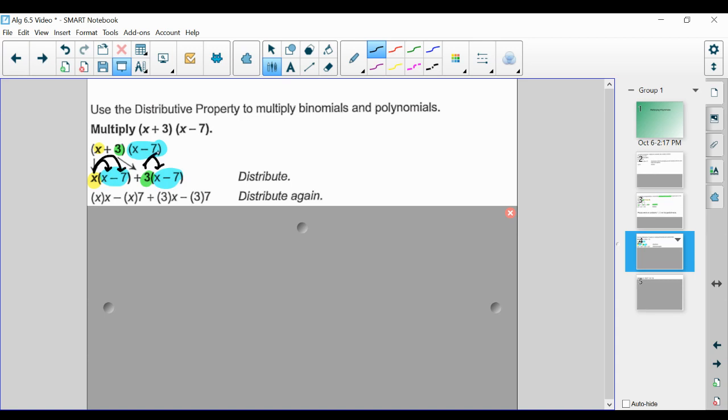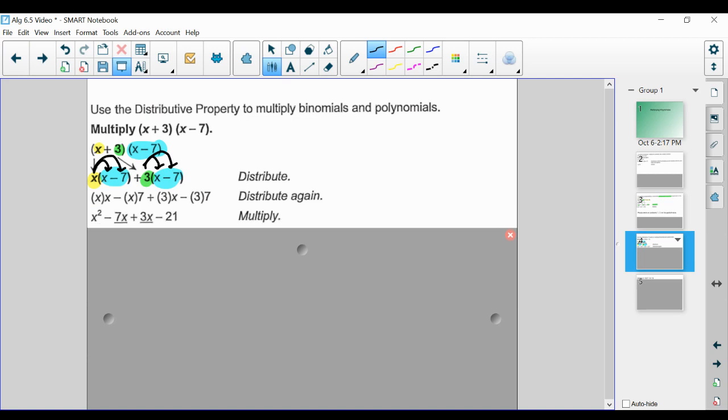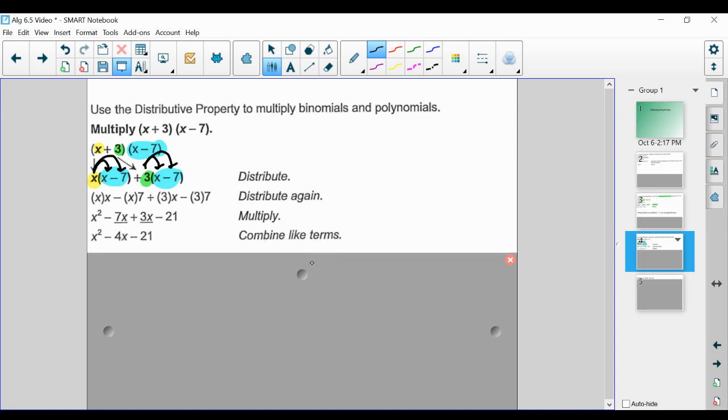3 goes to the x and to the negative 7. And now we can simplify. We get x squared minus 7x plus 3x minus 21, but we notice we have some like terms. So we have negative 7x plus 3x, which gives us negative 4x. So we can combine those like terms.